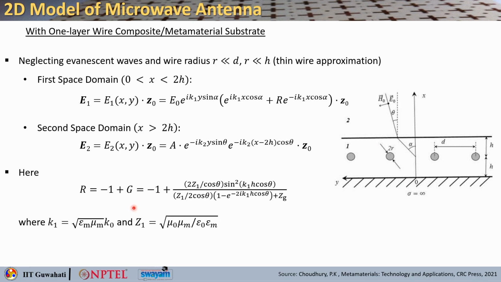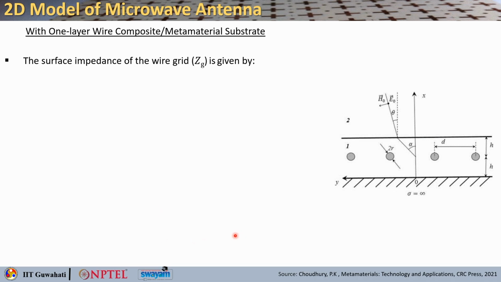Here we know how to calculate k1. K1 is basically square root of epsilon m mu m times k naught, and z1 is basically the impedance of medium 1, which can be given as square root of mu naught mu m divided by epsilon naught epsilon m. So, what is that zz in the previous equation? That is basically the surface impedance of the wire grid, and it is given by zz equals i mu naught omega d divided by 2 pi.